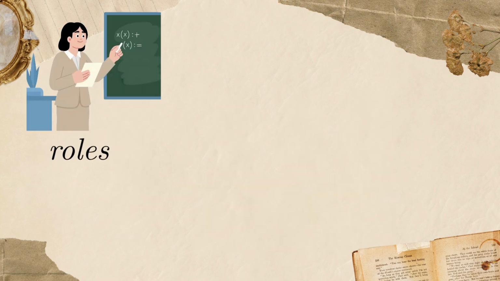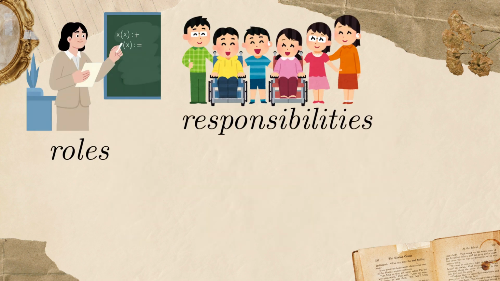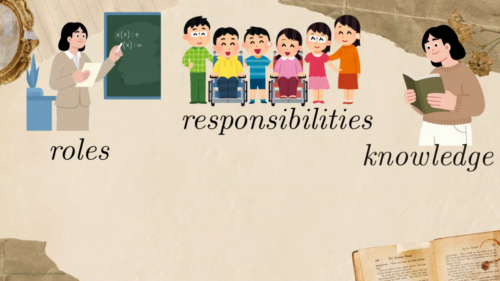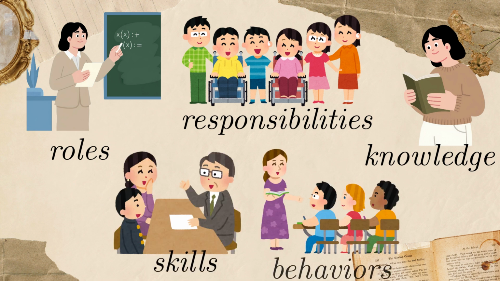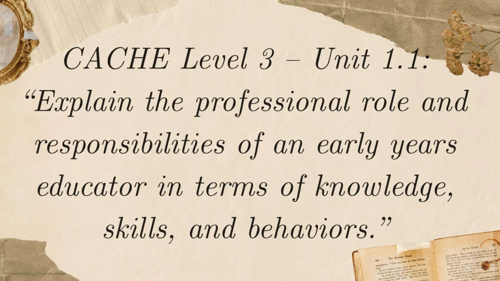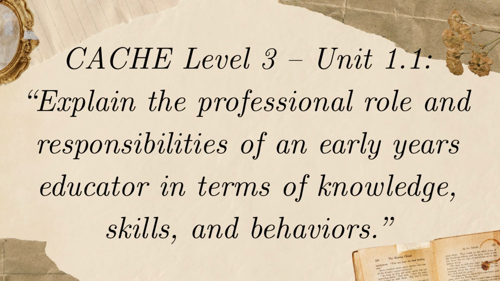All these areas are very important because they help an early years educator provide safe, supportive and high quality care in education. To conclude, a good and effective early years educator must combine knowledge, skills, and positive behaviors to support children's overall development. I hope this helps you understand Unit 1.1 clearly and supports you in writing your assignment.